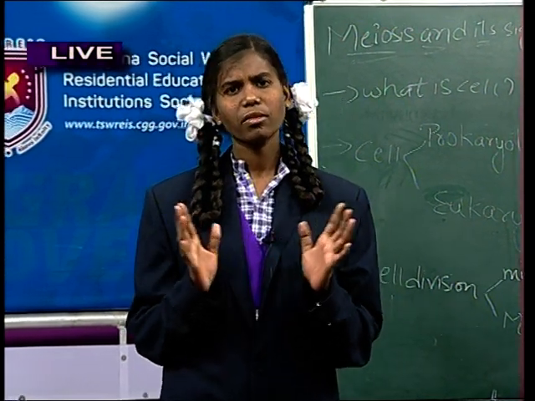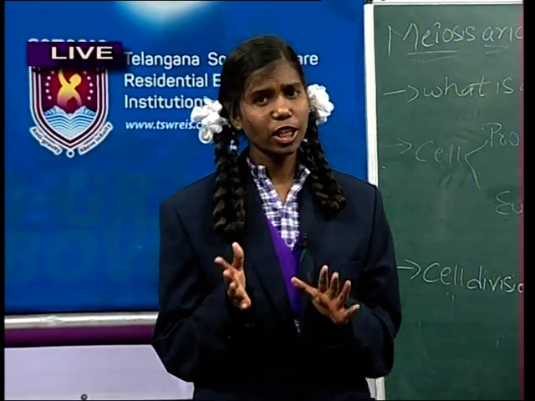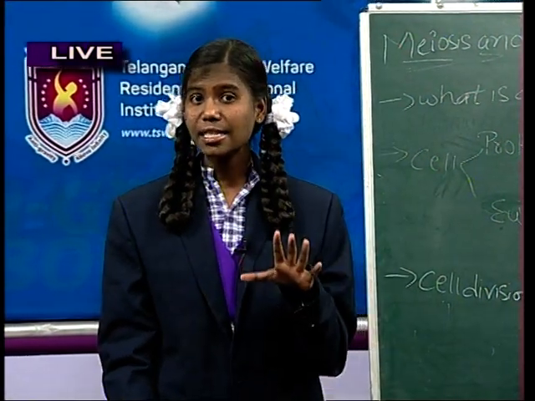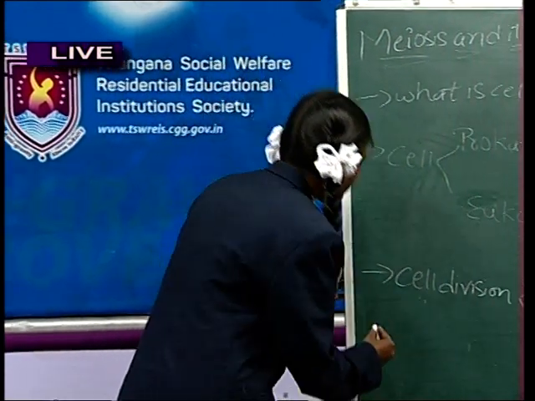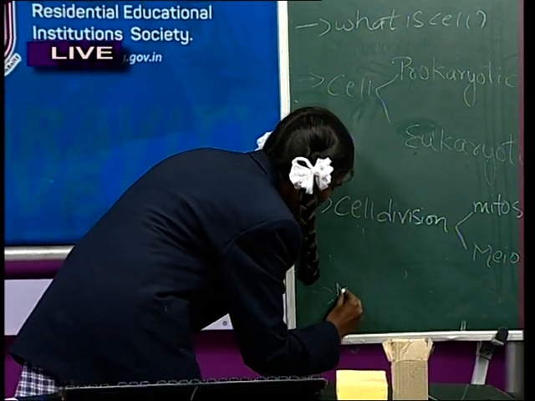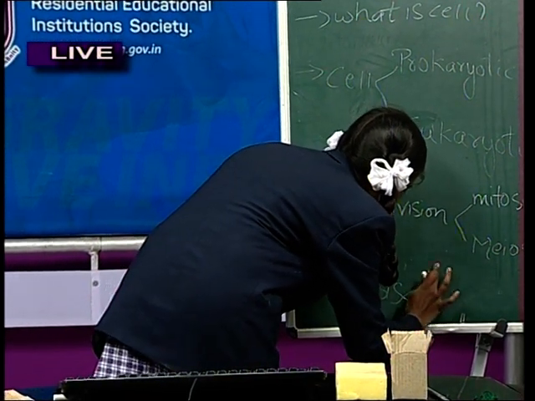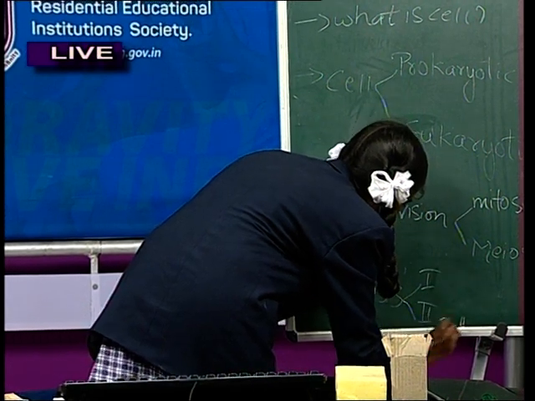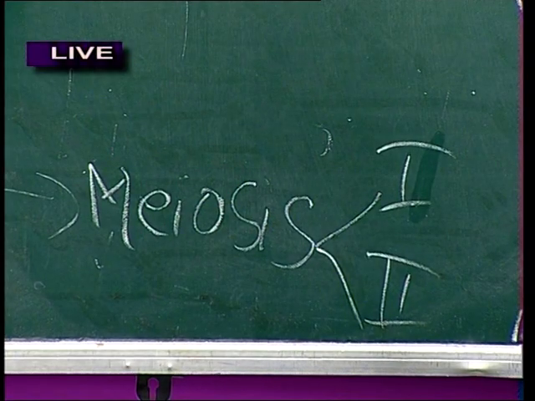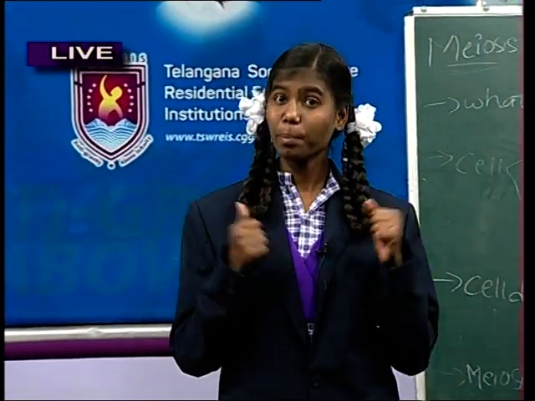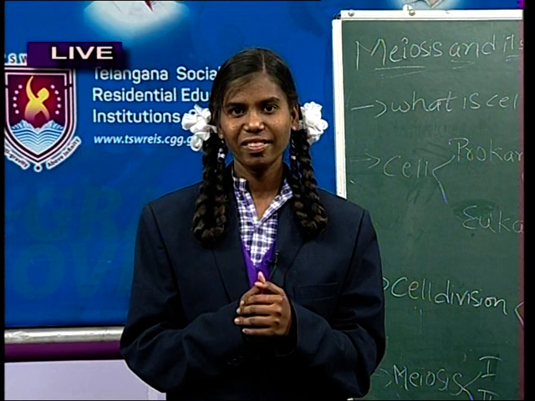And here, we are saying that cell division is of two types, mitosis and meiosis. This meiosis occurs in two phases. Do you know what the two are? Yes, friends, it is meiosis 1 and meiosis 2. So then, what happens in meiosis 1 and meiosis 2?